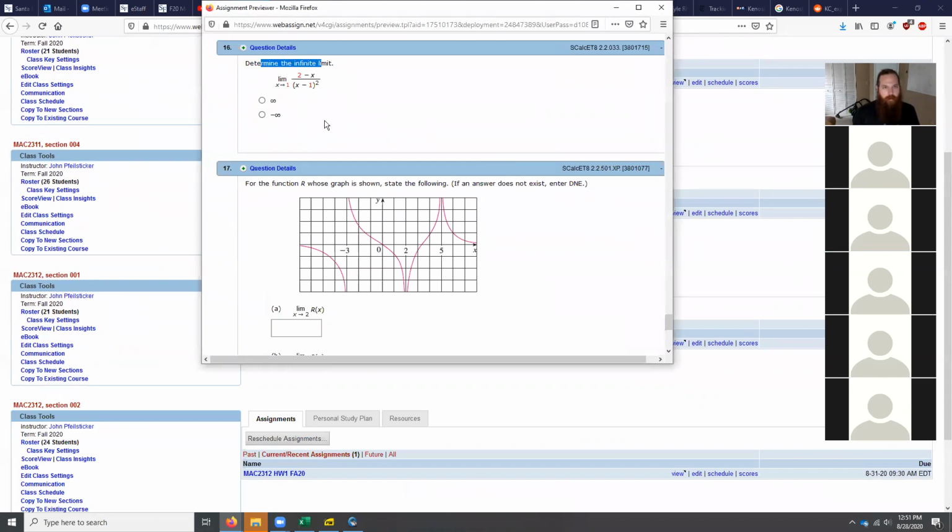Yeah, this guy. And this is also a good one. So let's do both 16 and 17. Number 16 asks, so I'll write this down and then switch back. Find the infinite limit: the limit as x goes to 1 of (2 minus x) over (x minus 1) squared.